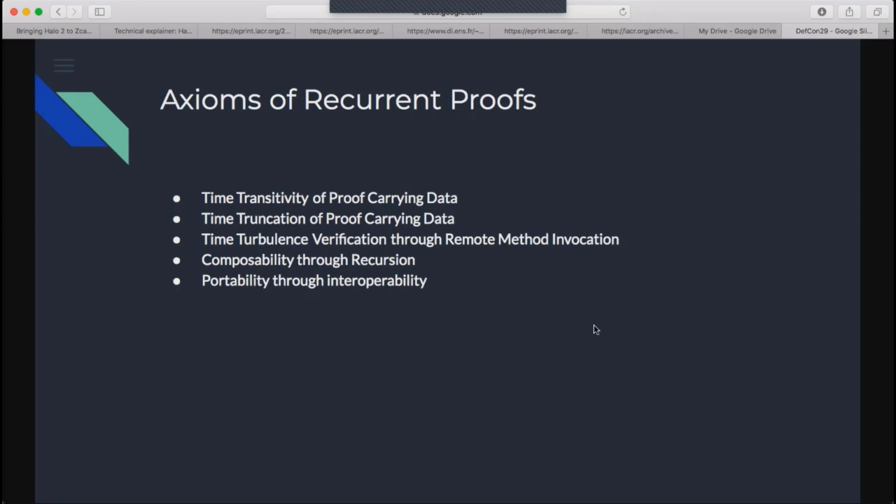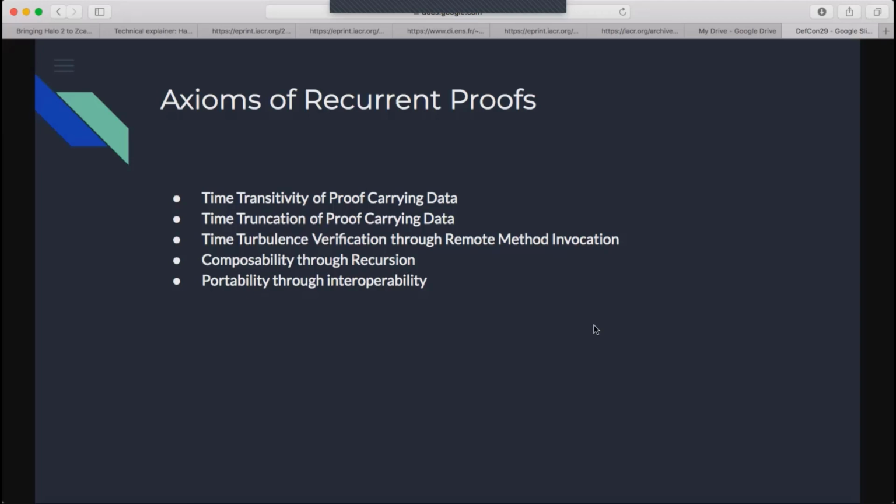In this, time becomes a dynamic variable. Any change in the linear metric of time will be considered a time turbulence. So we are introducing a time turbulence verification between the different actors in the mempool. That is what we are proposing in recurrent proof systems.